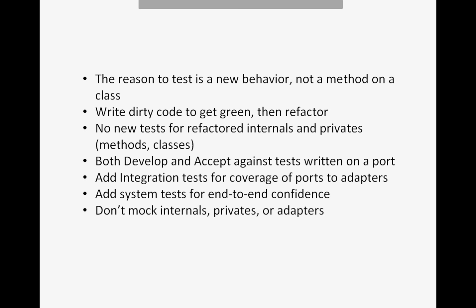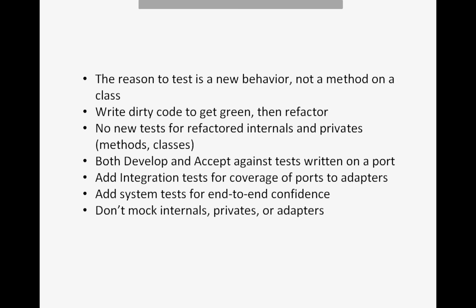Write that against your port layer, your service layer, your internal API, not your external API. Go green and then refactor. And when you go green, be dirty. And when you refactor, don't write new tests against those implementation details. So no new tests when you refactor internals and privates. You shouldn't have tests against internals anywhere in your code base. And you shouldn't be making everything public just to get around that and start testing stuff. Make sure you encapsulate properly.